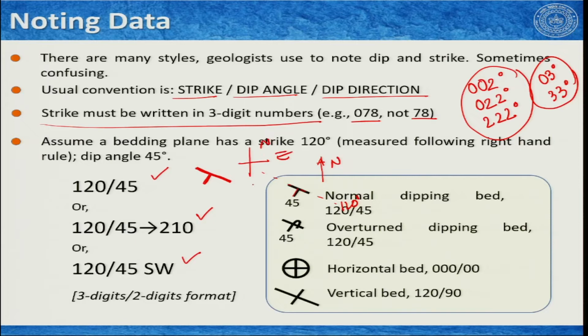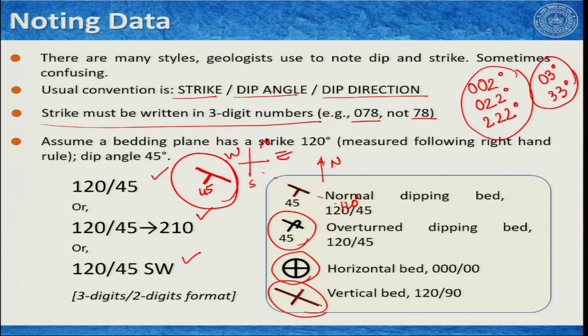This is north, this is east, this is south, this is west. So, it is dipping towards southwest, but you have to define the magnitude of the dip angle. So, here you write this, and this completes the description of the strike and dip direction in your map. If you have an overturned dipping bed, you define it this way. If you have a horizontal bed, you define it this way, and if you have a vertical bed or vertical planar feature, you define it that way, where the longer line is the strike and the shorter line is the dip.